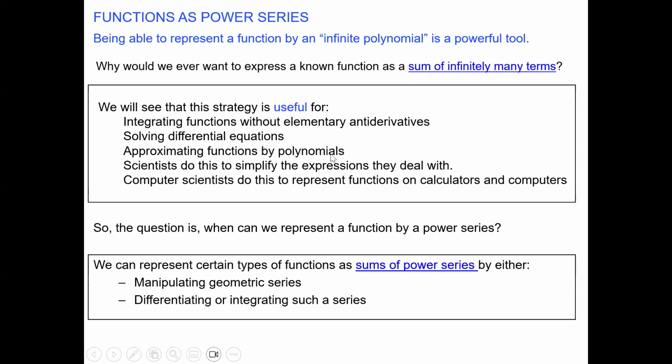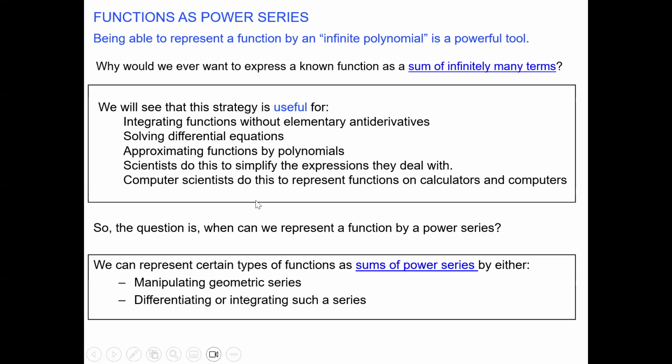Approximating a function by a polynomial, again, everything has the same idea, the same fundamentals, because polynomials are the easiest functions. They involve only basic arithmetic. That's why we can do this. Scientists and computer scientists actually do this to simplify their work.